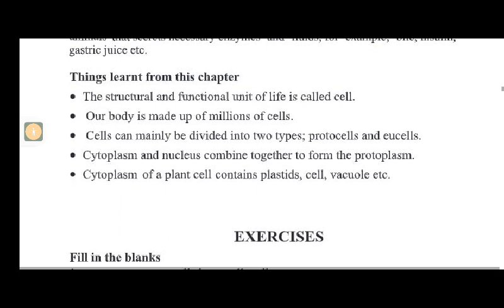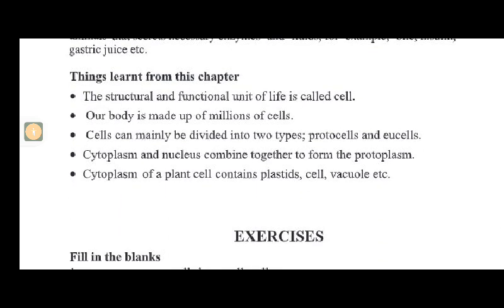Things learned from this chapter. The structural and functional unit of life is called a cell. Our body is made up of millions of cells. Cells can mainly be divided into two types, prokaryotic and eukaryotic. Cytoplasm and nucleus combine together to form protoplasm. The cytoplasm of a plant cell contains plastid, vacuole, etc.